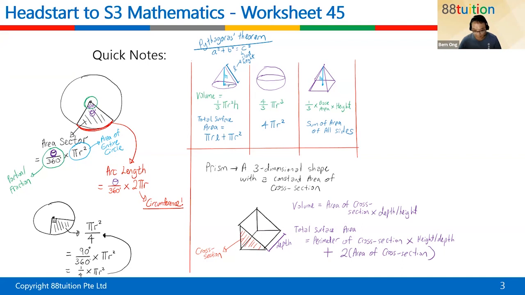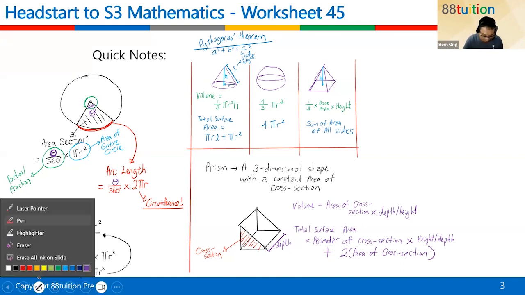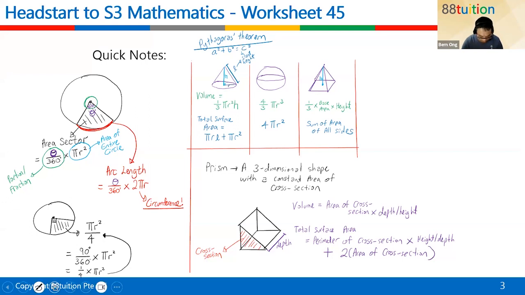Okay, so these are some of the formulas that you need to know. Of course, there are others like the area of a triangle. I think you all should know this one, right? Area of a triangle is half times base times height. You're supposed to know it. Your teacher will assume that you know it.